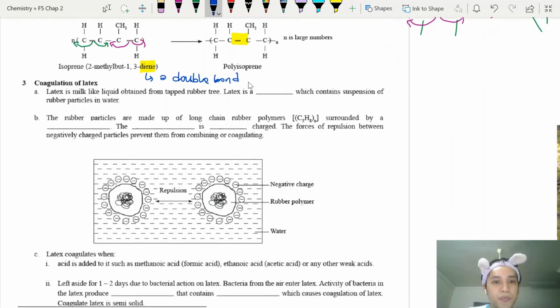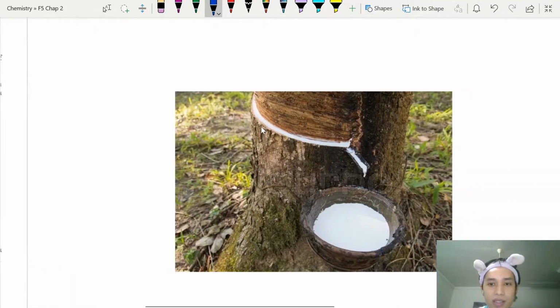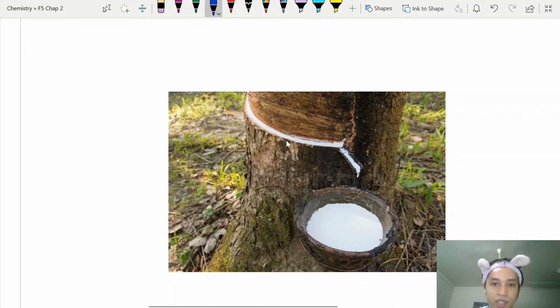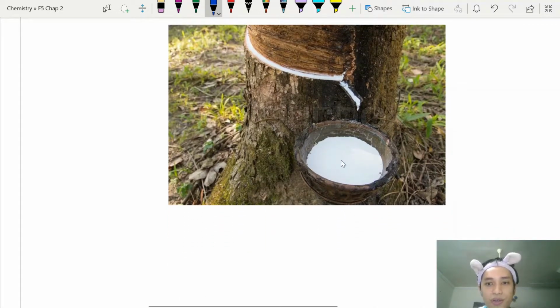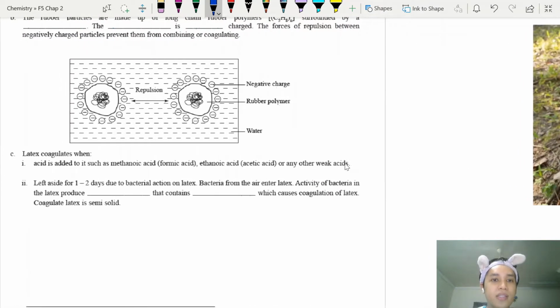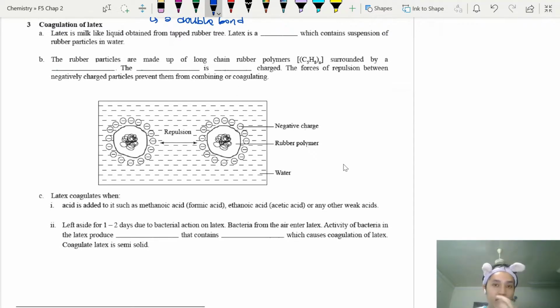So next is latex. This is a rubber tree, and the white liquid here is your latex. So you're going to learn two things. How do we coagulate latex, meaning how do we make it into a solid? And how to make it remain as liquid. So how to coagulate and how to not coagulate latex. There are two methods here.